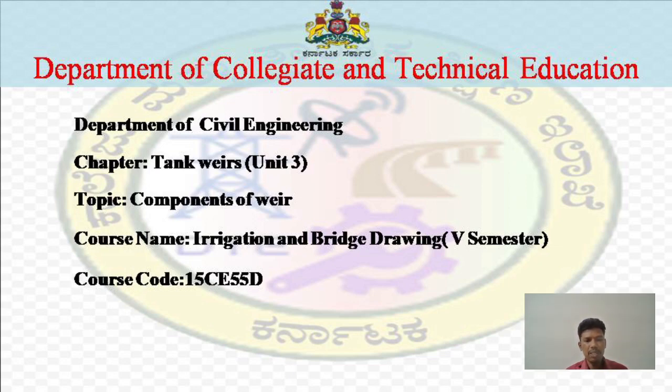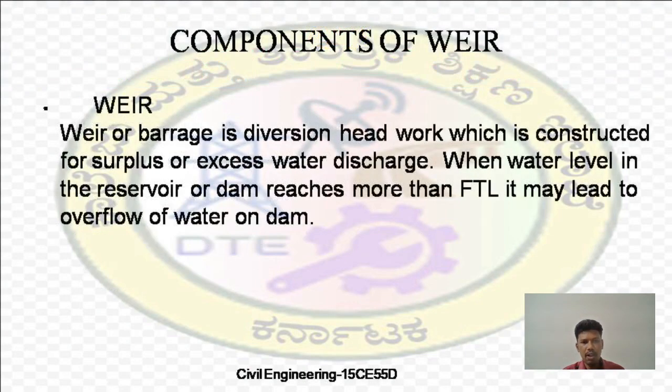First of all, what is meant by weir? Weir is nothing but a structure which is constructed across a stream or a river in a tank for the purpose of discharge of excess water. Weir ನ construct ಮಾಡ್ತೀವಿ ಅಂದ್ರೆ it is a surplus discharge work, ಅಂದ್ರೆ excess water ಏನಾದರೂ ಸ್ಟೋರೇಜ್ ಆದರೆ ಅದನ್ನ discharge ಮಾಡೋದಕ್ಕೆ we'll use the weir.